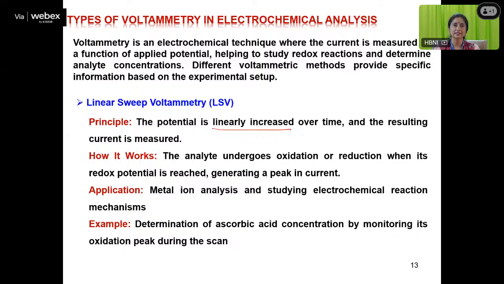So when the reduction potential of the analyte is reached during the sweep of the potentials, or slow increase in the potential, the analyte suddenly starts its redox reaction, and so the current increases. The applications are metal ion analysis and studying electrochemical reaction mechanisms. An example is the determination of ascorbic acid content by monitoring its oxidation peak during the scan.